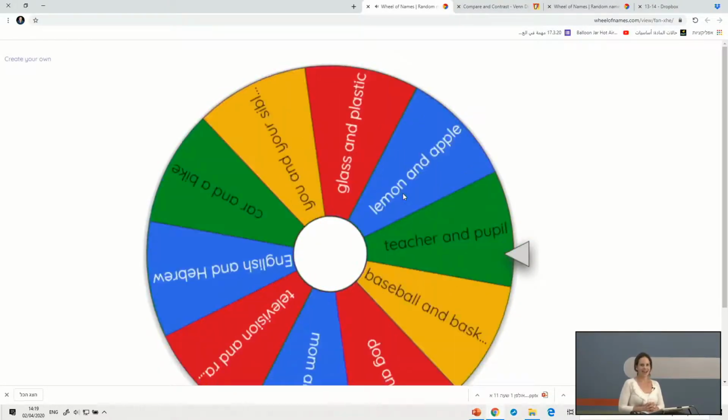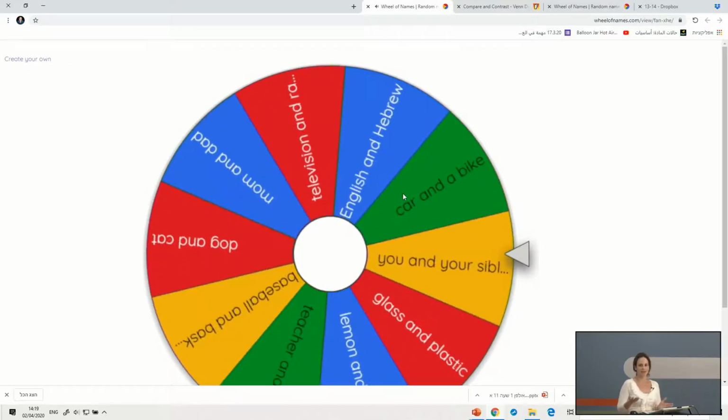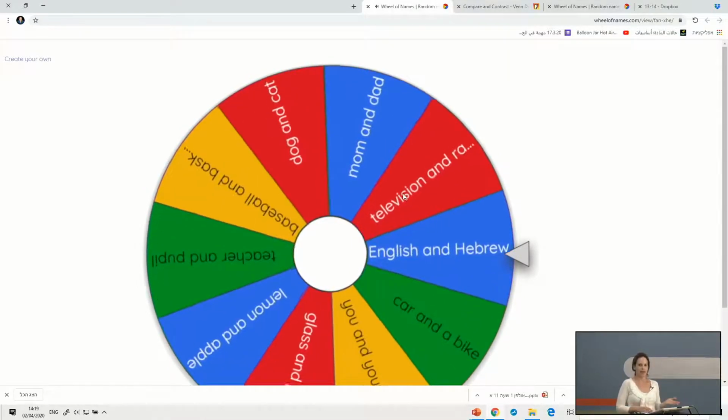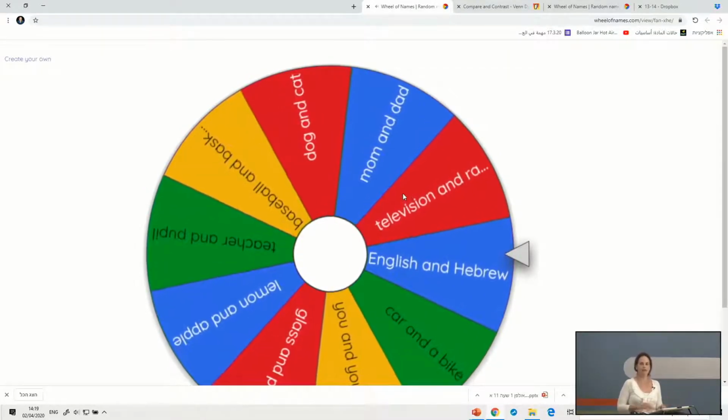Are you guys getting this down? Do you remember what compare is and what contrast is? Remember, compare, we say how they're the same. Contrast, we say how they're different.